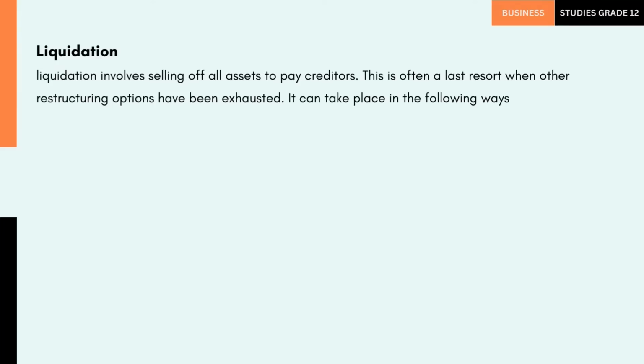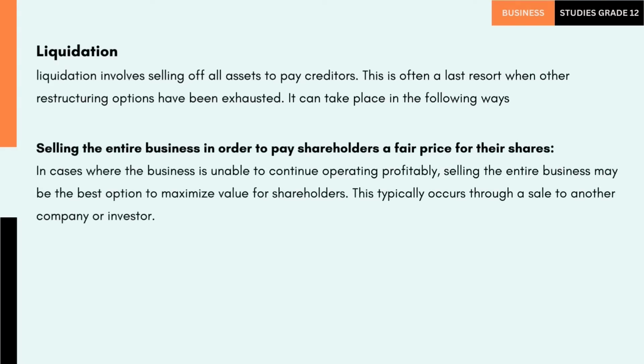This is often a last resort when other restructuring options have been exhausted. It can take place in the following ways. A. Selling the entire business in order to pay shareholders a fair price for their shares. In cases where the business is unable to continue operating profitably, selling the entire business may be the best option to maximize value for shareholders. This typically occurs through a sale to another company or investor.